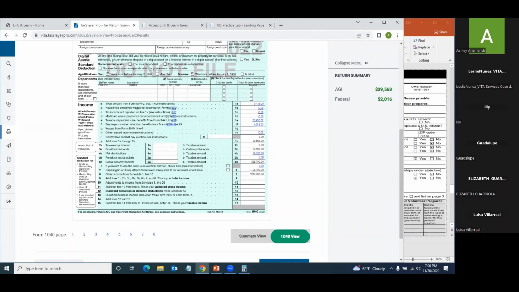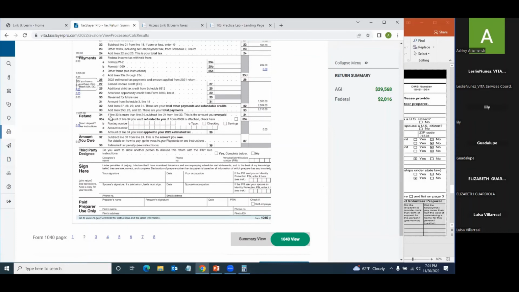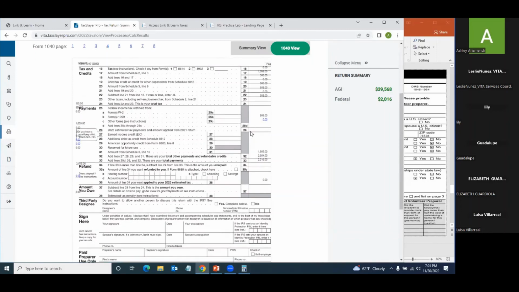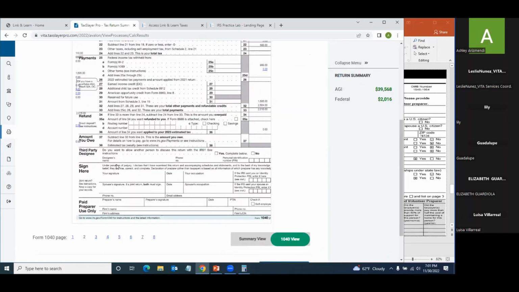25,900. So then they would add it with their wages and other forms. And then here you would see their refund amount of how much they would receive, which is the 2016. My screen shows it a little lines above. If you click over the number, it'll tell you. So that's how the summary looks, and here's where they would sign and date.